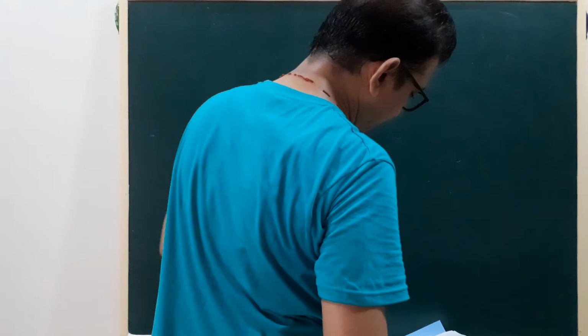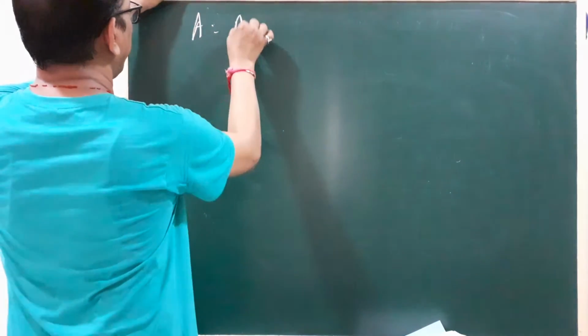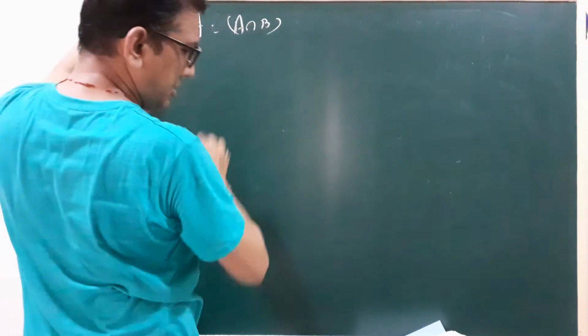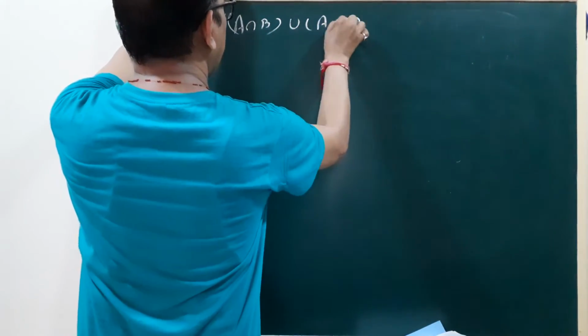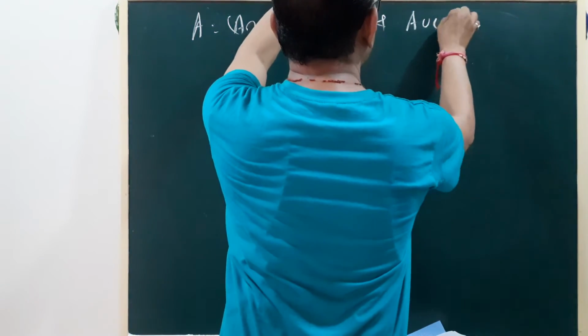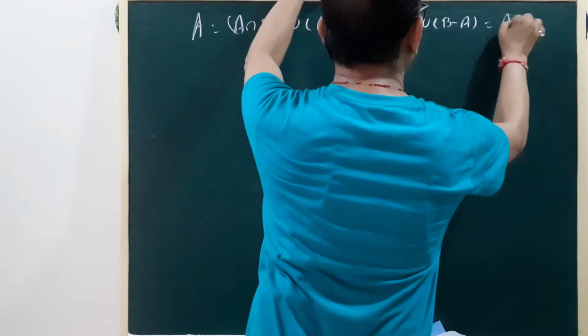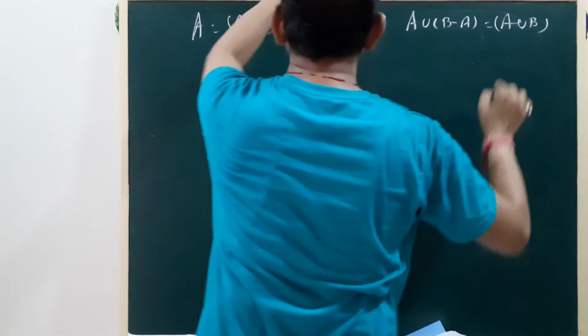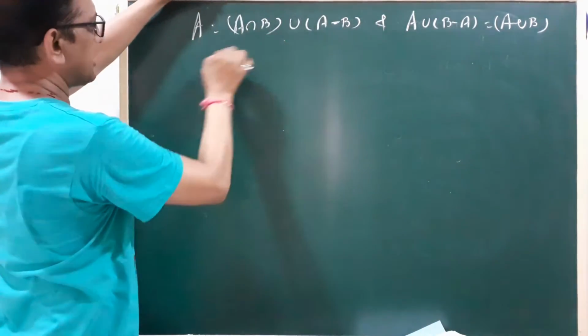Now question number 8. A equals A intersection B union A minus B. And the second one, A union B minus A equals A union B. We use the definition of the difference set. We'll start here with the RHS.